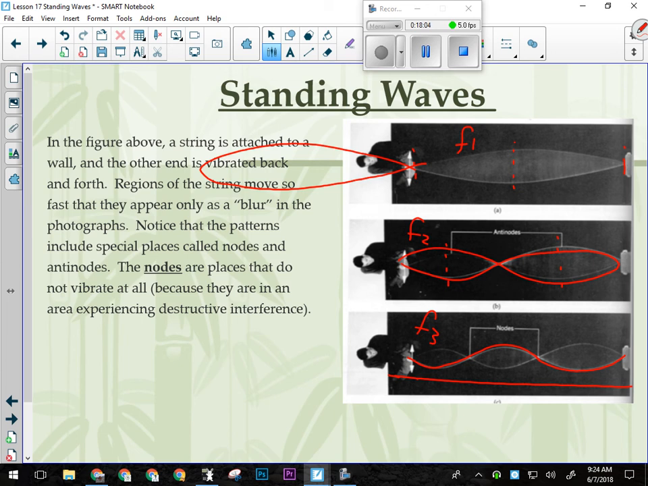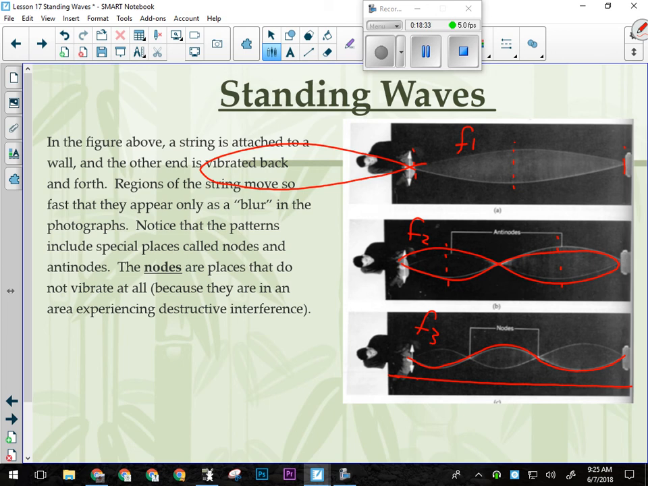Now, if I was making this pattern and then I backed up a step, the pattern would disappear. Why would the pattern disappear if I back up a step? In backing up a step, what do I do to the medium? I change it. I would put more tension in the spring. And as soon as I do that, it changes the speed at which the waves travel, which changes their wavelength, which means the frequency I'm using is no longer one that is going to produce a standing wave pattern. I have to find a new one in order to get that standing wave pattern to show up.